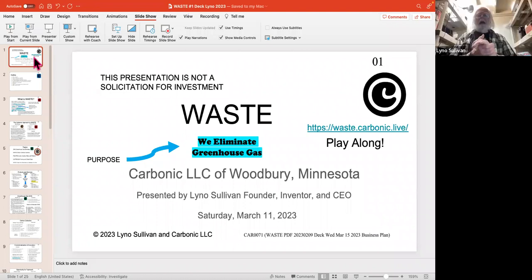And I'm going to skim. I'm not going to have you read everything. I have to say up front, this is not a solicitation for investment. This is a business document that presents and tries to answer the question of our purpose. We eliminate greenhouse gas. How do we do that? And so one of the things I offer on the right is an address, and there's a form. If you want to follow along, you can go fill out a form. And I can show you that form in just a moment.